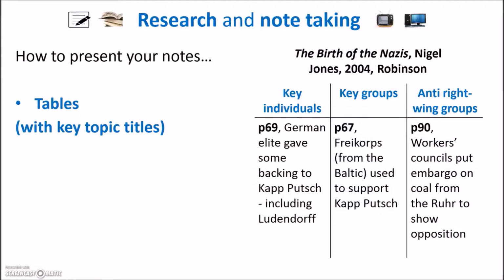Finally, another approach can be to use tables. Divide your page up into the key topics that you're trying to find, write the name of your source at the top, and every time you find a relevant fact under each heading, you write it there. This is an especially good way to ensure that the work you've researched is already organised.